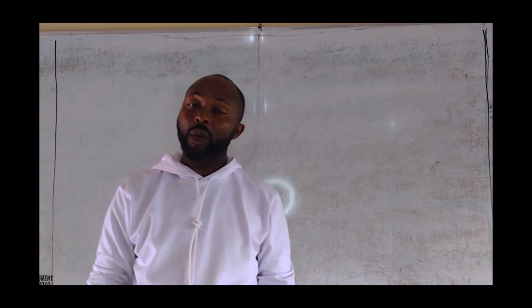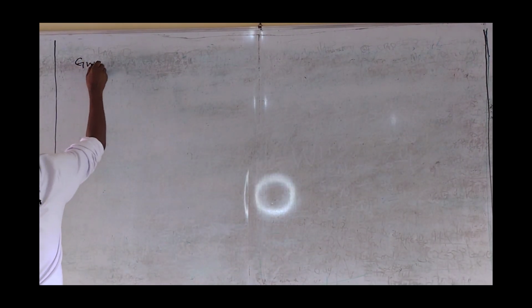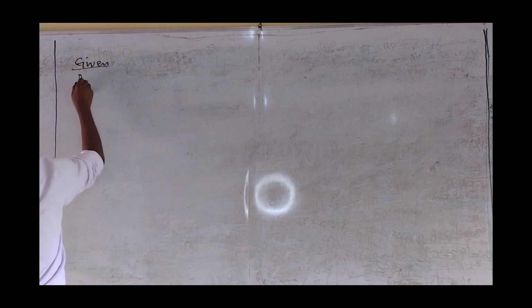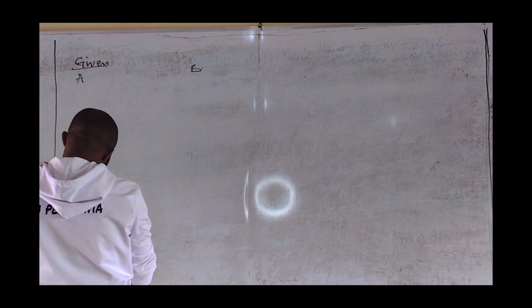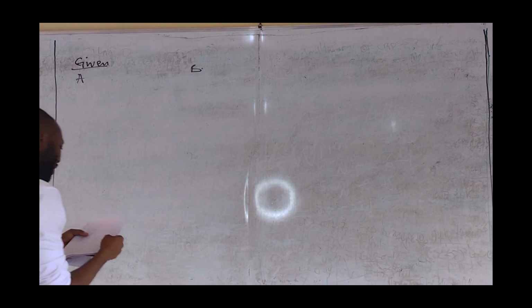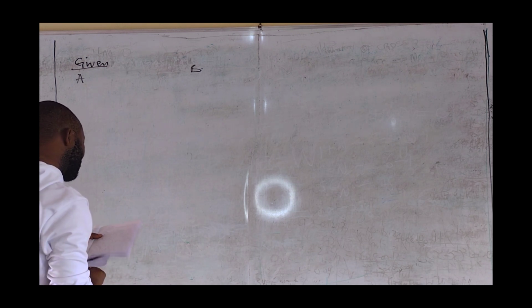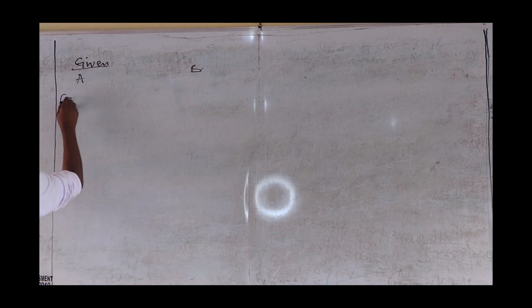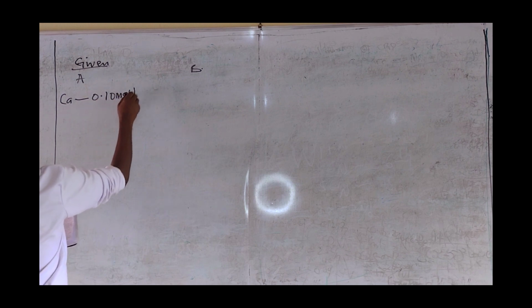So we're going to start with our given as usual. So let me start. A for acid and B for base. So we say the molar concentration of the acid is 0.10. So our Ca is 0.10 mole per dm cube.